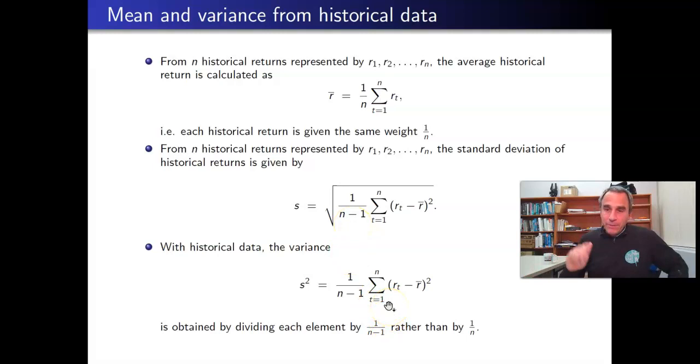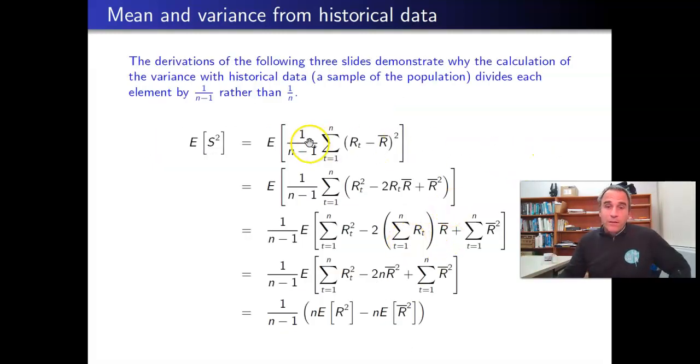Why? Because this gives us an unbiased estimator of the exact variance of the population. And why is it? Here's the demonstration. You do not have to remember this demonstration. It's only for the pleasure of your eyes.